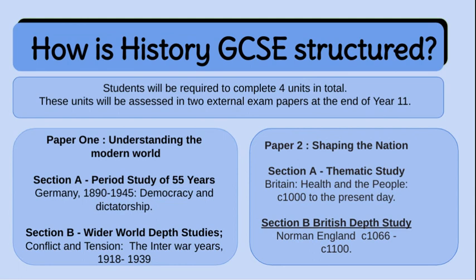So, we study 4 elements of history, which are then assessed at the end of year 11 in 2 exams. There is no coursework element of the history GCSE. Paper 1 is entitled Understanding the Modern World, and Paper 2 is entitled Shaping the Nation.